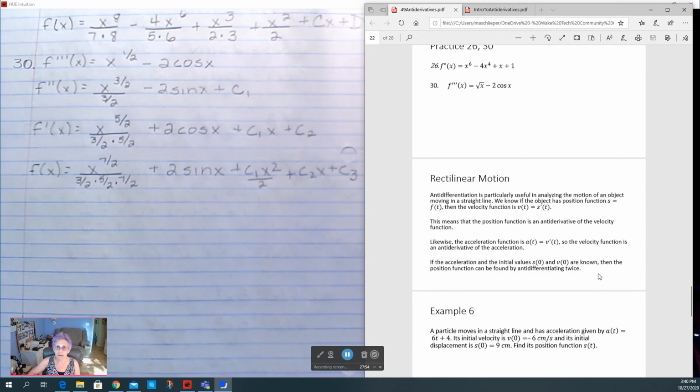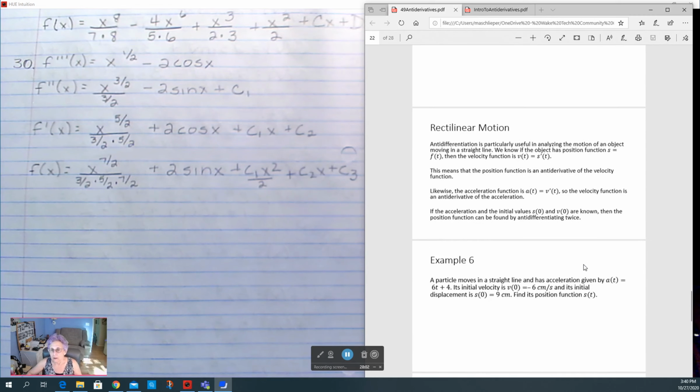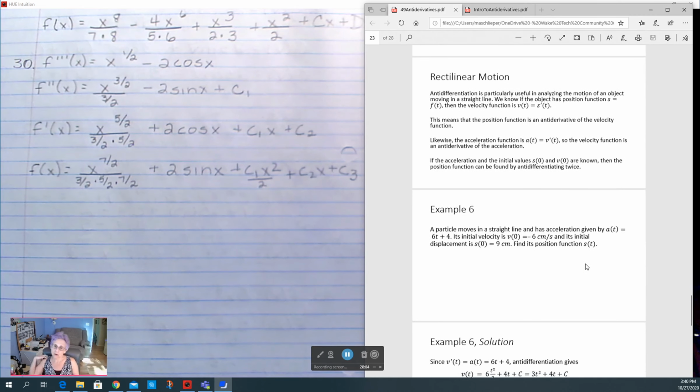Rectilinear motion. It's just another way of saying we're going to talk about position functions, velocity, and acceleration. A particle moves in a straight line and has acceleration given by 6t plus 4. You know its initial velocity, its initial displacement. We want to find the position function. Well, we can do that.